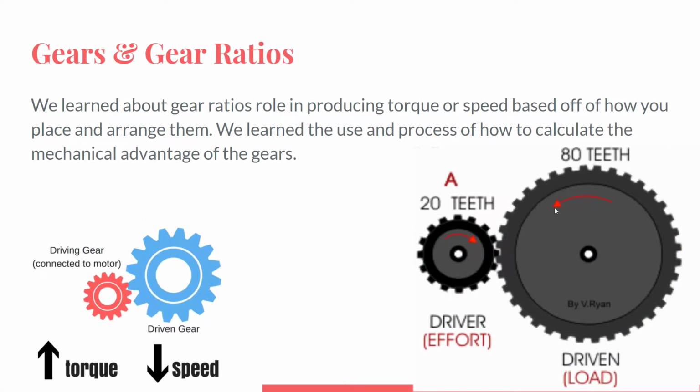Gears and gear ratios. We learned about gear ratios' role in producing torque or speed based off of how you place and arrange them. We learned the use and processes of how to calculate the mechanical advantage of these gears.